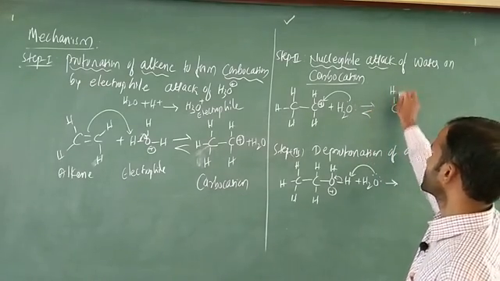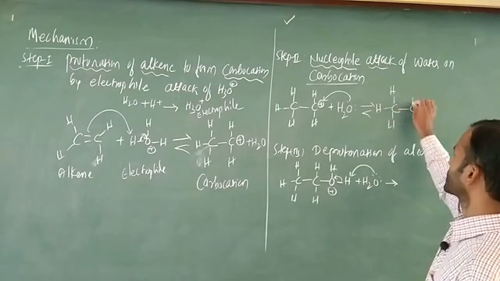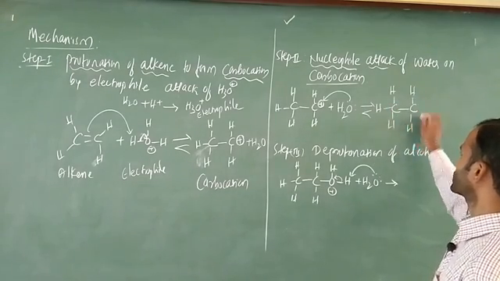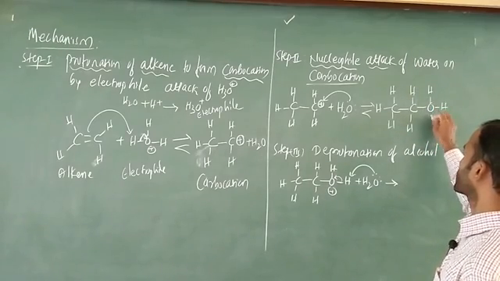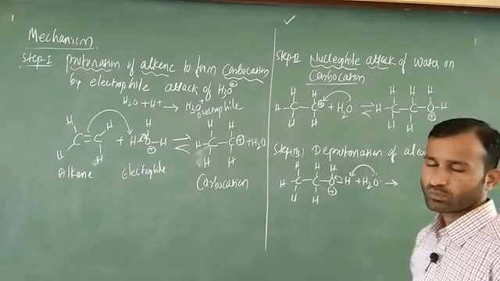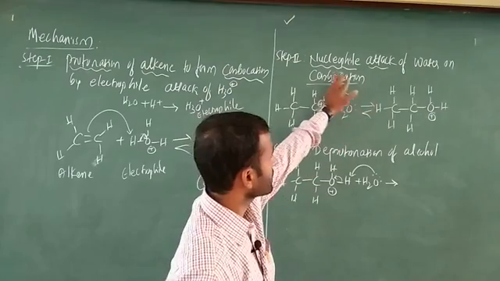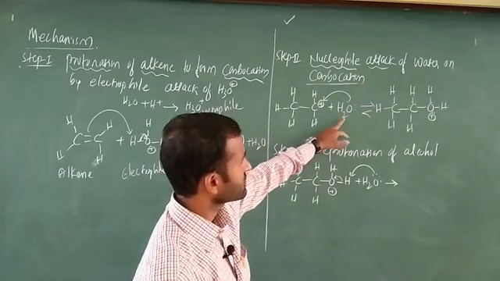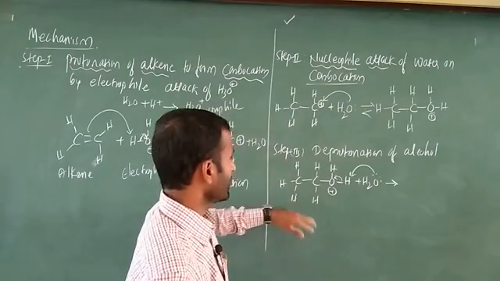There is a formation of product here. This carbon contains 3 hydrogens, no problem. After that, this carbon contains 2 hydrogens. Next, oxygen is there. This is the intermediate product, and H plus is there. This is the nucleophilic attack of water on the carbocation.